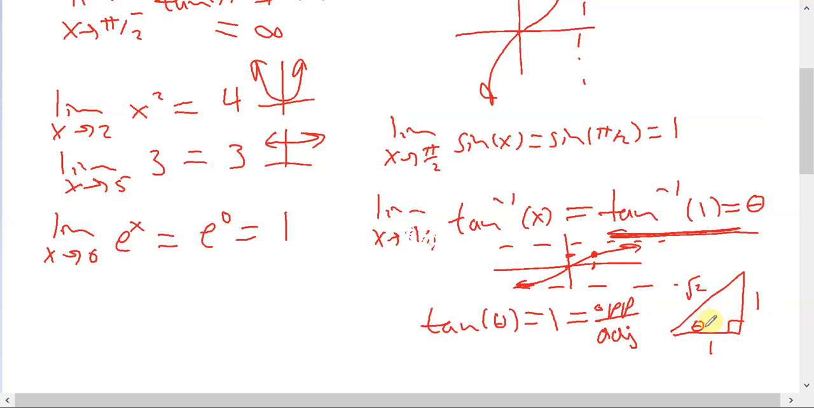So theta would be 45 degrees, but in calculus we use radians. So that would be pi over 4 would be this limit. Like I said, I was giving away the answer when I wrote it down. So a lot of this is just a matter of evaluating functions when you just have your basic functions.